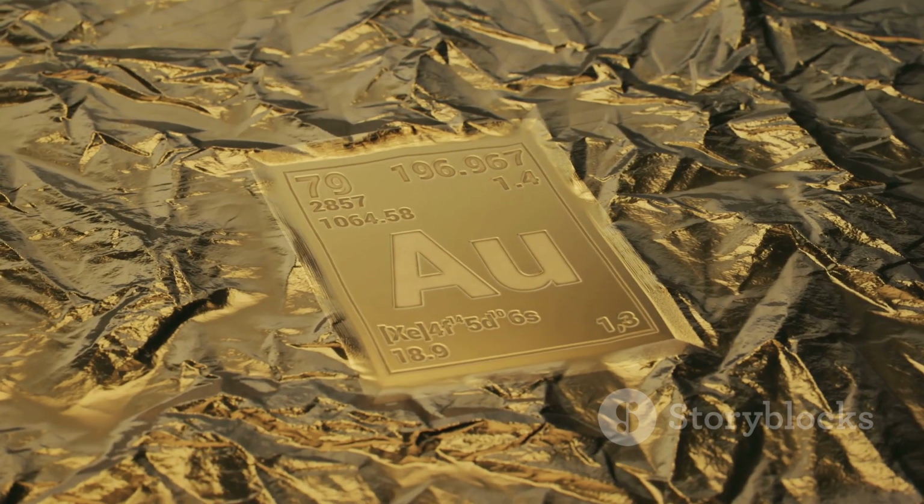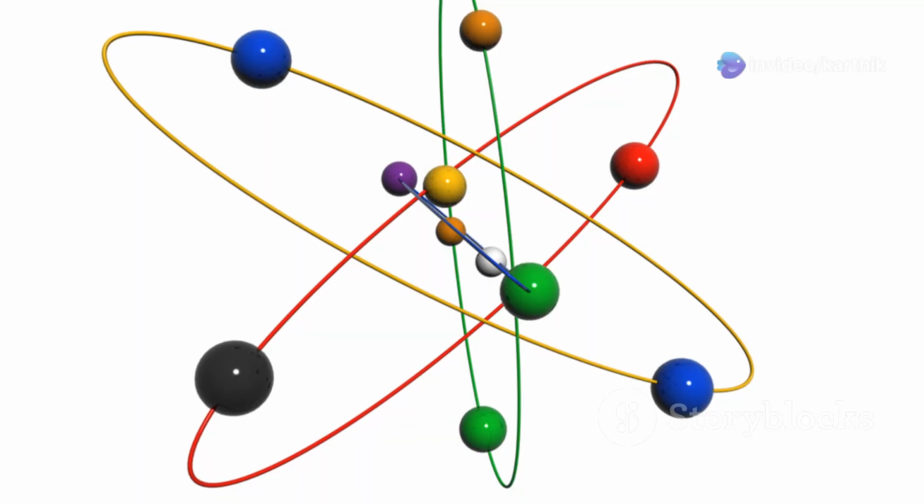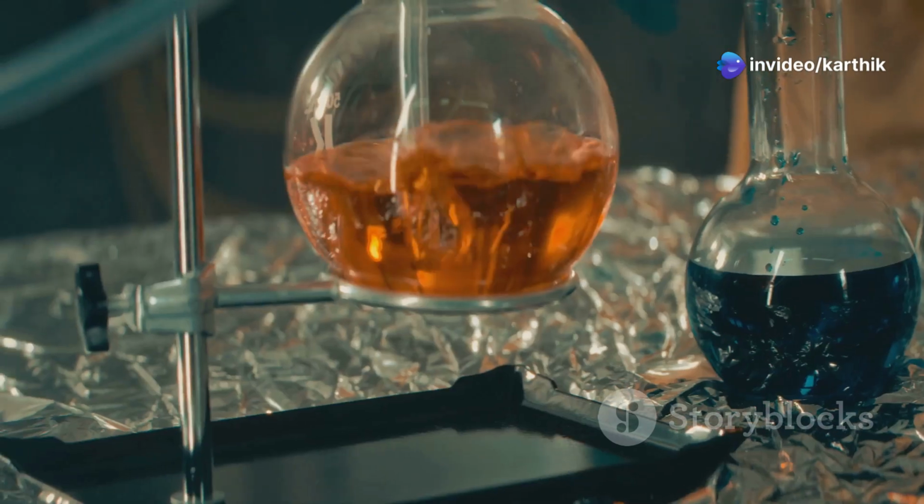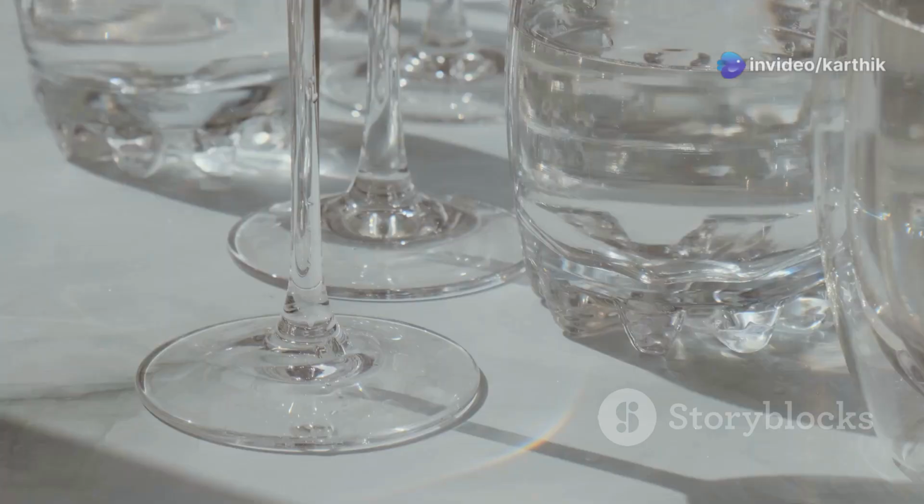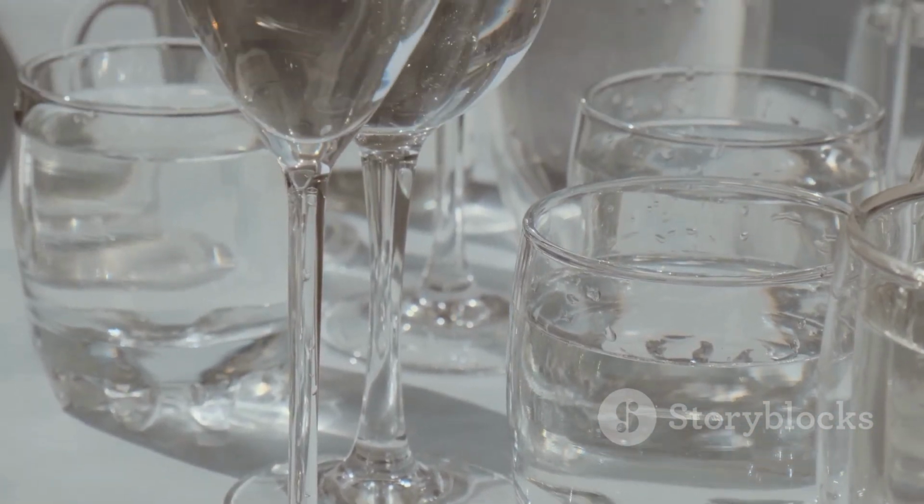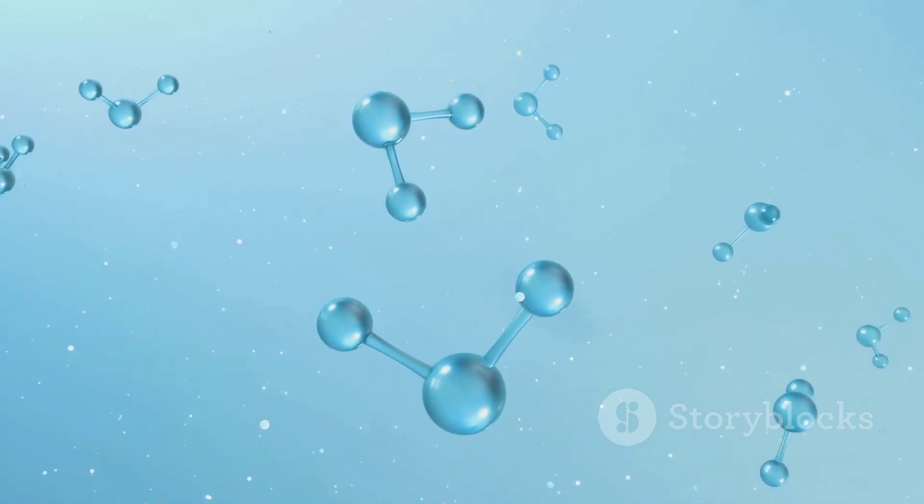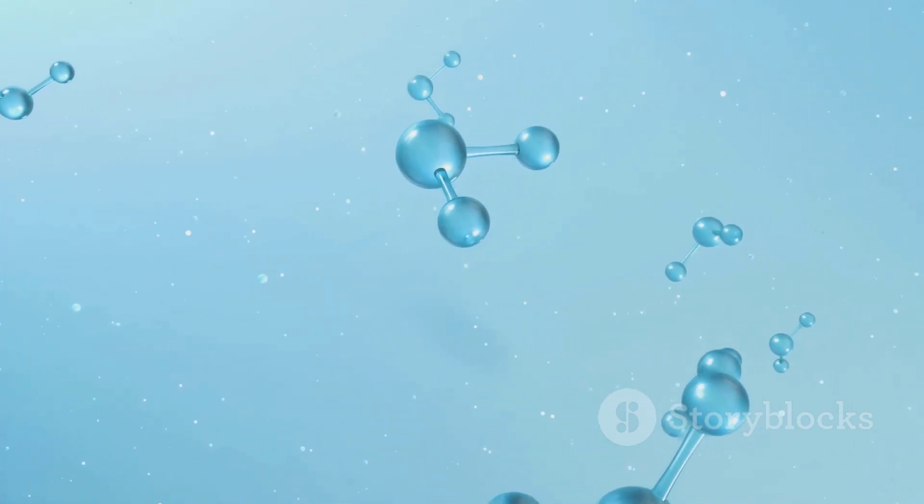Think of gold, Au, or oxygen, O2. They are made up of only one type of atom. Compounds are formed when two or more elements combine chemically in a fixed ratio. Water, H2O, is a great example. It's formed by the chemical combination of two hydrogen atoms and one oxygen atom.